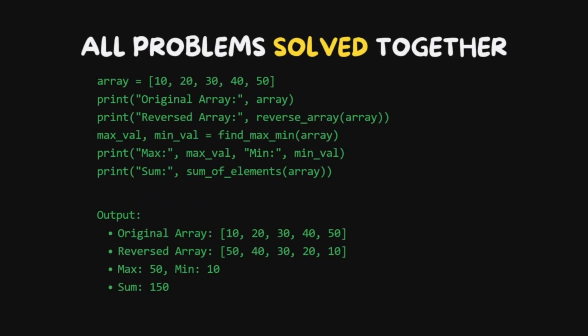Now let's combine everything we have learned and apply it. So here we initialized an array with 10, 20, 30, 40, and 50. We will print the original array. So the original array will be this. Then we print the reversed array. The reversed array will be the reverse of this original array. Then we print the maximum value 50 and minimum value 10. Then we will finally print the sum as 150, since the sum of this array is 150.